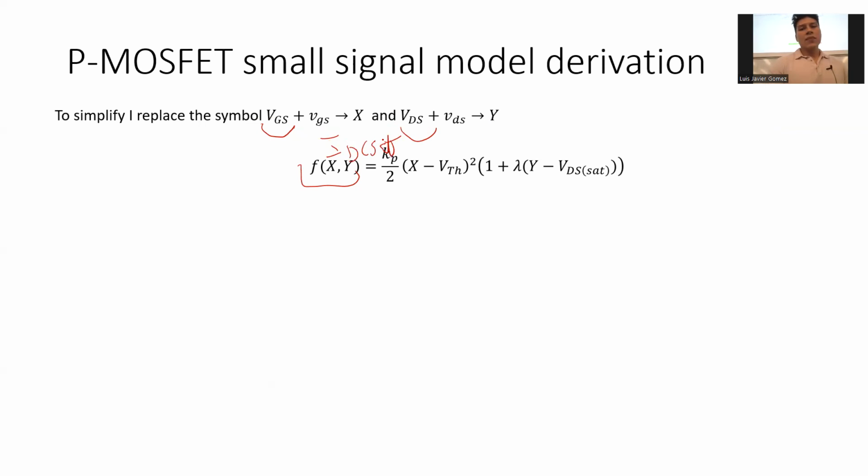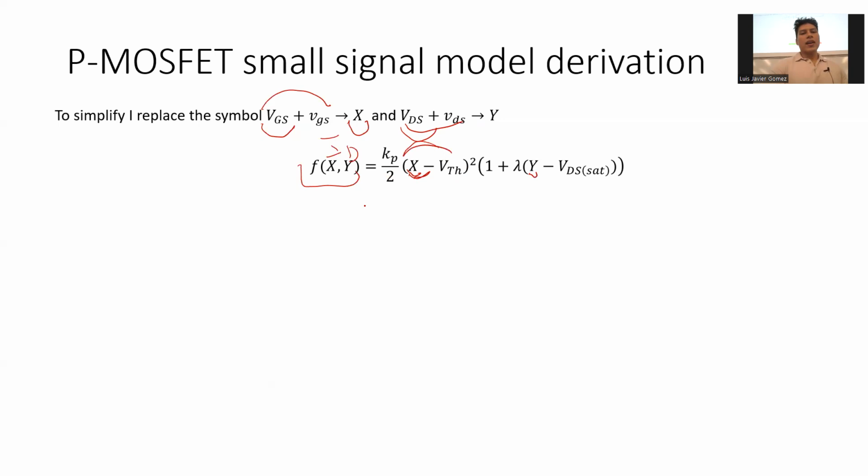First we need to take a derivative with respect to this capital X, which in this case just means VGS plus little vgs. I just did this to make the formula look a little cleaner, and capital Y would be VDS plus little vds. When I take the derivative with respect to X, well, this is just a quadratic, so I just get a two that comes out.